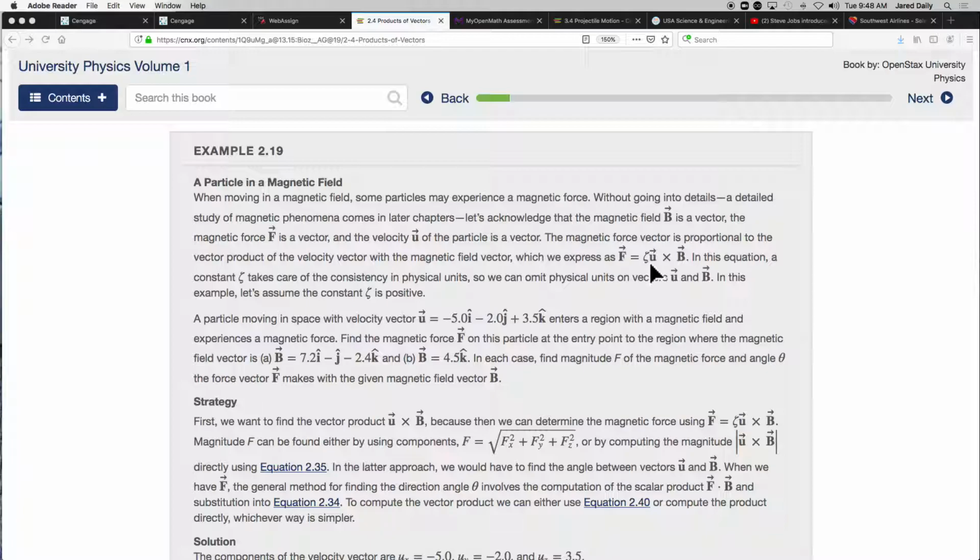K-S-I, I think. I can't remember, but I think it's Xi. So we have this weird Greek letter Xi, and we're multiplying by u, and we're crossing that with b. So you can multiply any constant times a vector. We know that, of course. It's just a scalar times a vector. But then we have this cross product, u cross b.